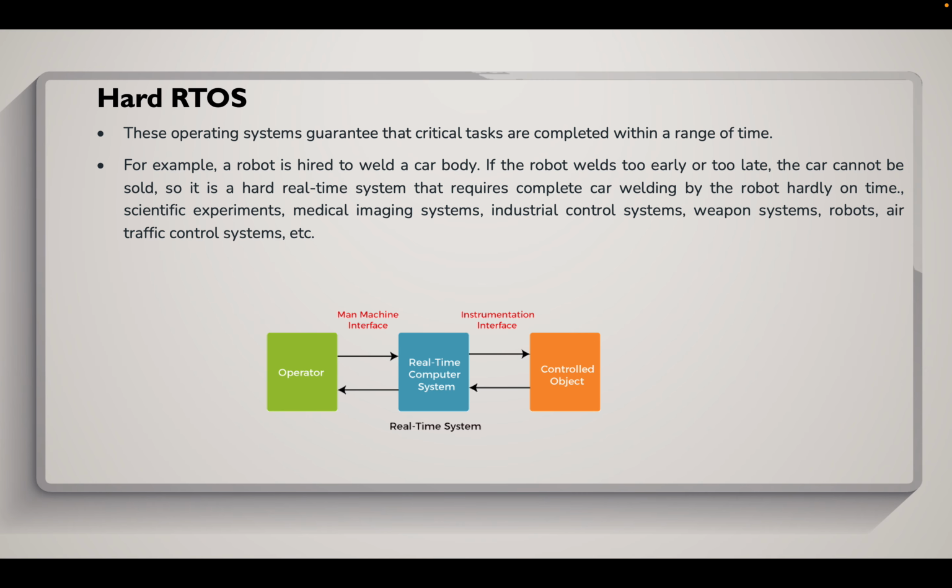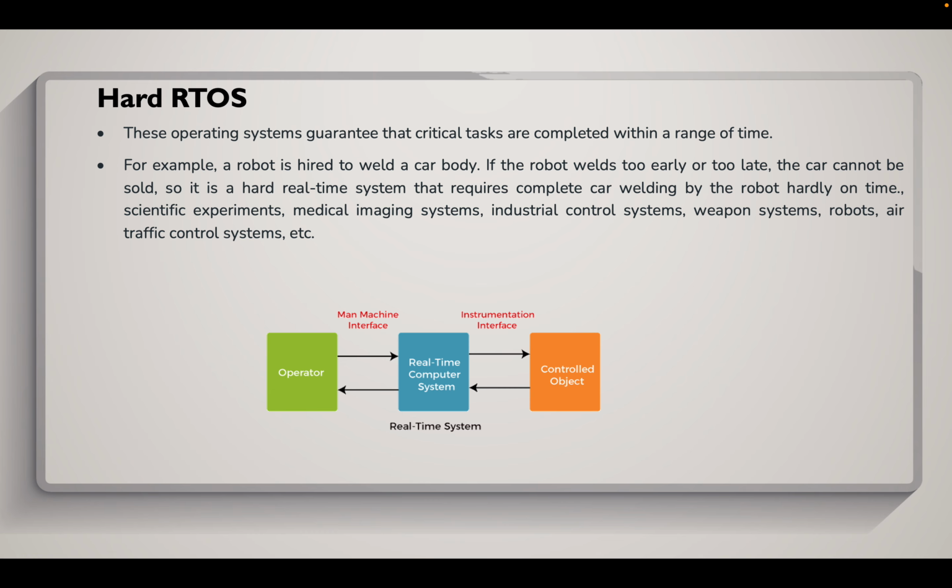What is hard RTOS? These operating systems guarantee that critical tasks are completed within a range of time. For example, a robot is hired to build a car body. If the robot welds too early or too late, the car cannot be sold. So it is a hard real-time system that requires the robot to complete car welding exactly on time. Examples include scientific experiments, medical imaging systems, industrial control systems, weapon systems, robots, air traffic control systems, etc.